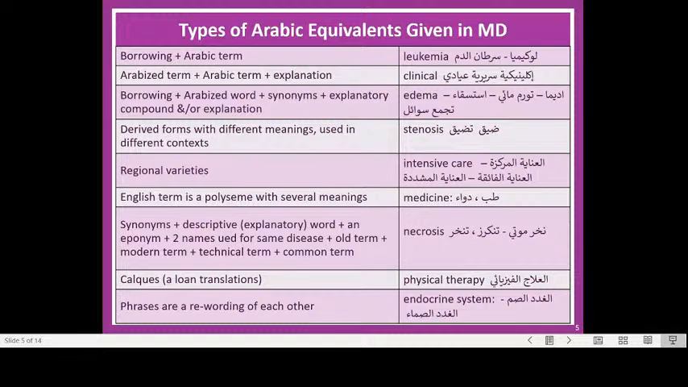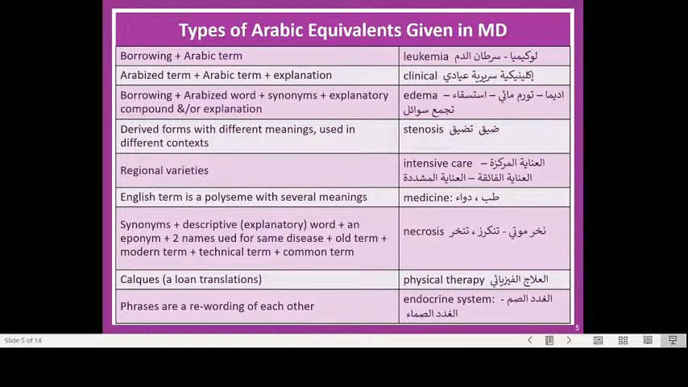The equivalents can also be derived forms with different meanings used in different contexts, such as ضيق and تضيق as equivalents to stenosis. Now, ضيق and تضيق, they are derived forms from ضاق يضيق, and each of them follows a different derivational pattern, and they are used in different contexts.